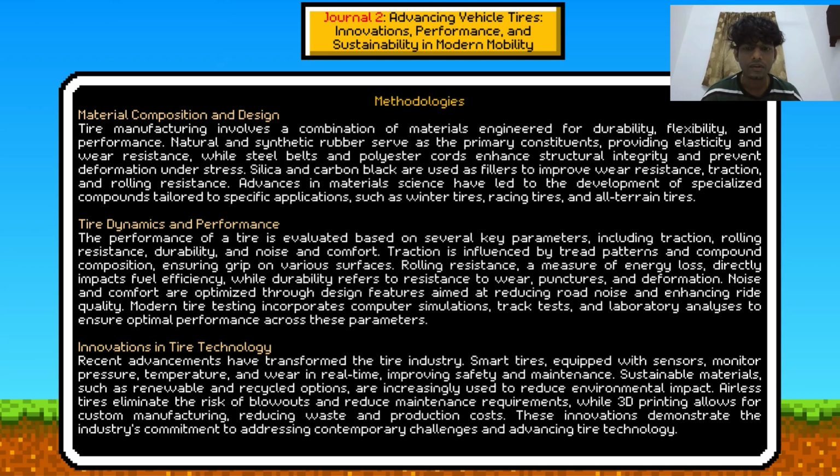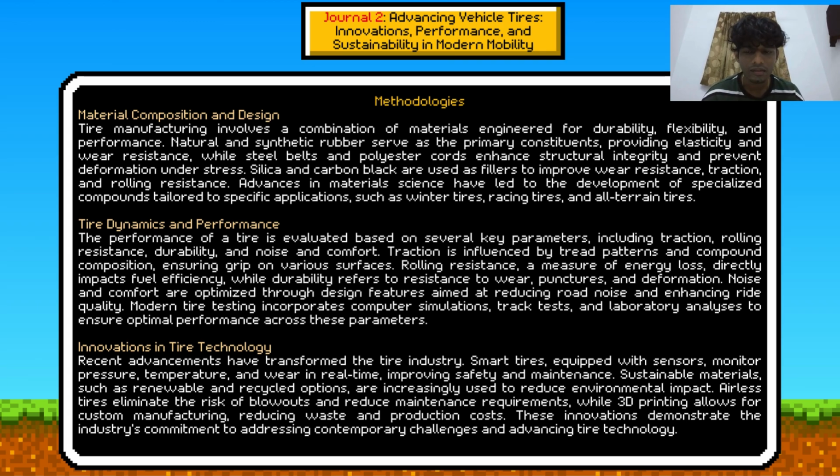Tire manufacturing involves a combination of materials engineered for durability, flexibility, and performance. Natural and synthetic rubber serve as the primary constituents, providing elasticity and wear resistance, while steel belts and polyester cords enhance structural integrity and prevent deformation under stress. Silica and carbon black are used as fillers to improve wear resistance, traction, and rolling resistance. Advances in material science have led to specialized compounds tailored to specific applications, such as winter tires, racing tires, and all-terrain tires.